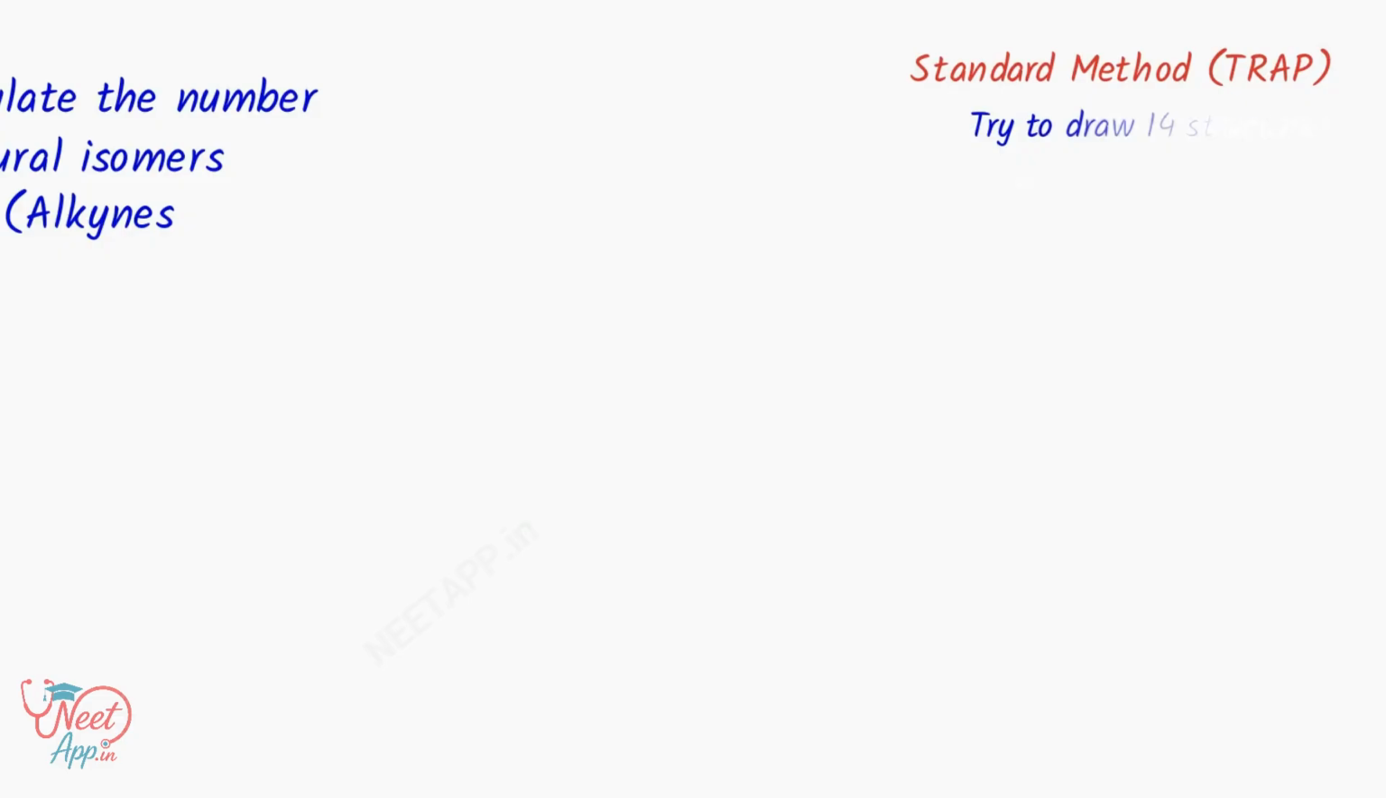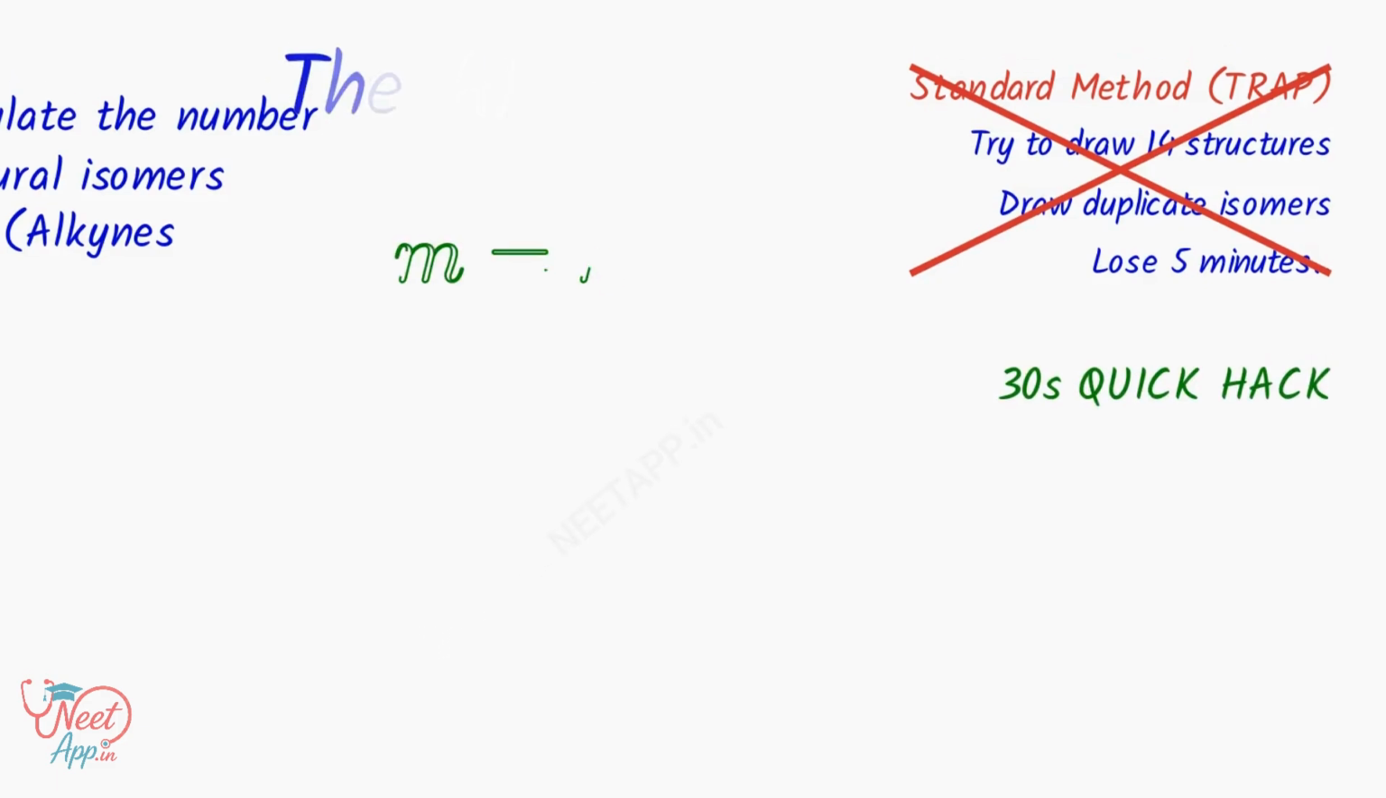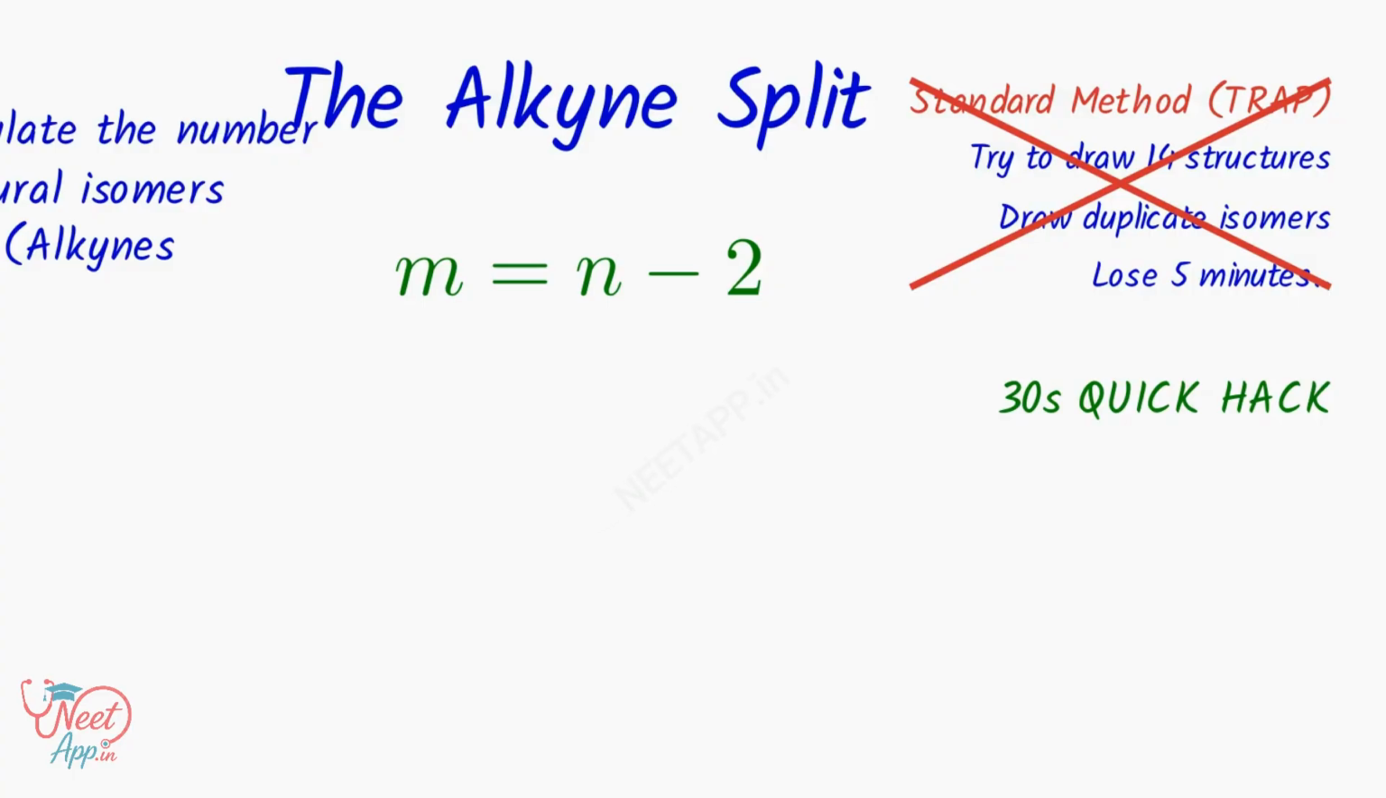The standard method is completely unmanageable. Trying to draw all 14 structures by hand takes at least 5 minutes, and you will undoubtedly draw duplicate IUPAC names under exam pressure. Here is the 30-second shortcut, the alkyne splitting trick.